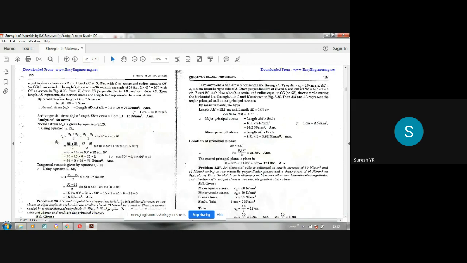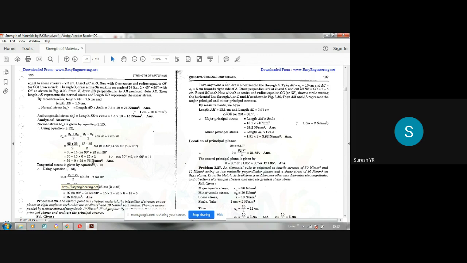Analytical method by using the formula. So this is the formula for finding sigma n and sigma t. Sigma n is the normal stress on that oblique plane. Sigma t is the shear stress on the oblique plane. So you can just use this formula also. Please note that here sigma x is 65, sigma y is 35, and theta is 45 degrees. If you substitute in this formula and simplify, you are going to get the same answer, 75 Newton per mm square. That is by the analytical method.